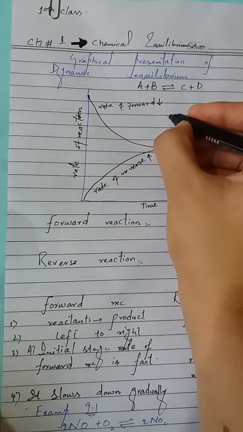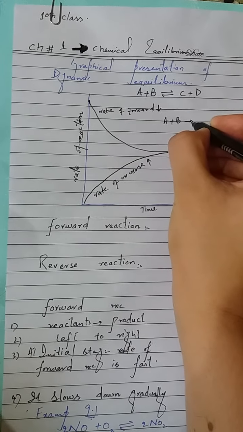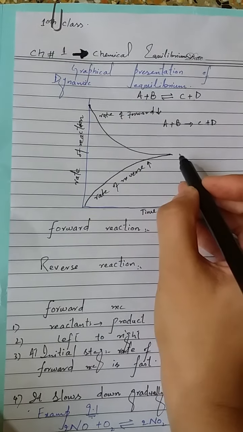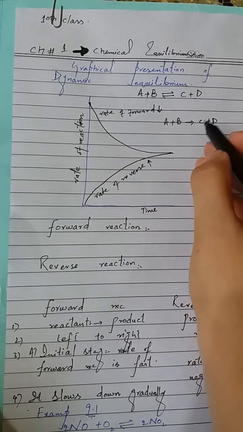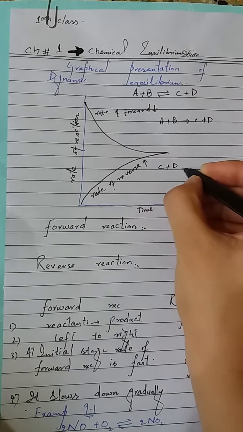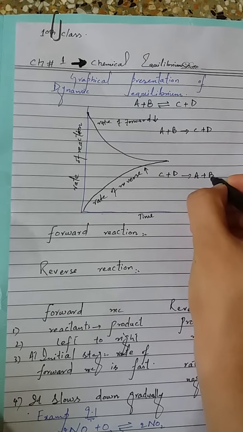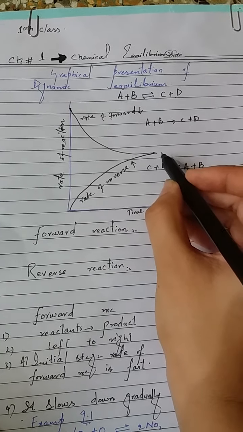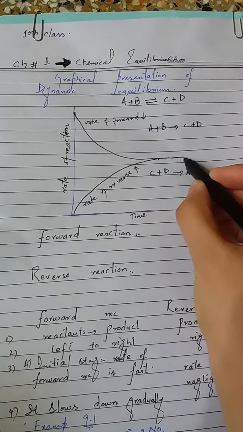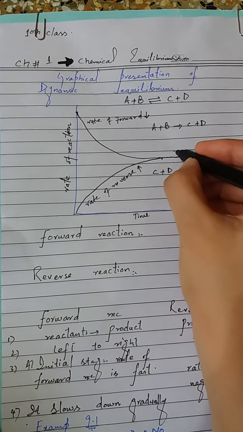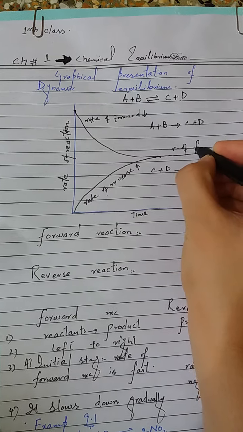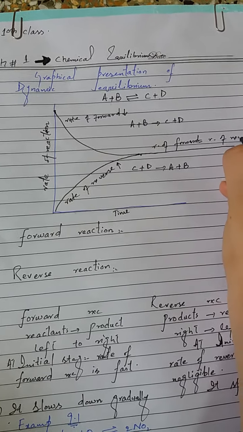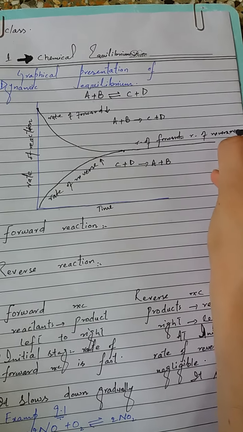So as A reacts with B, it forms products C and D. The rate of forward reaction decreases with the passage of time. And as C reacts with D and forms A and B again, the rate of reverse reaction increases with the passage of time. And a time is reached when the rate of forward reaction becomes equal to the rate of reverse reaction.